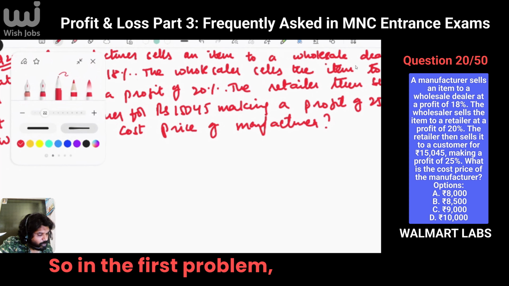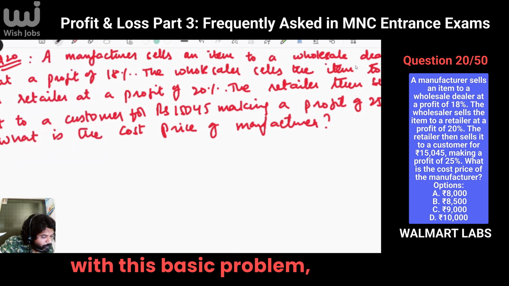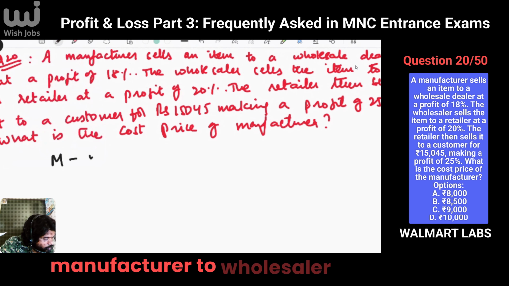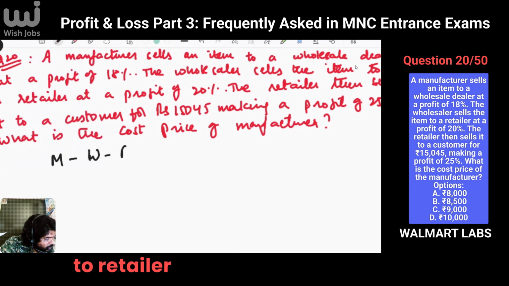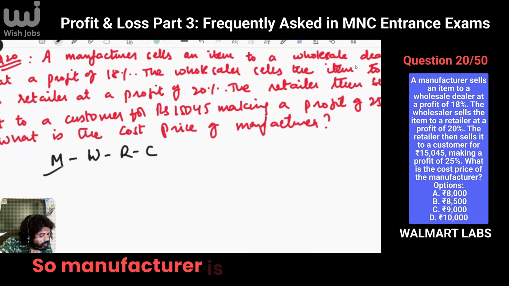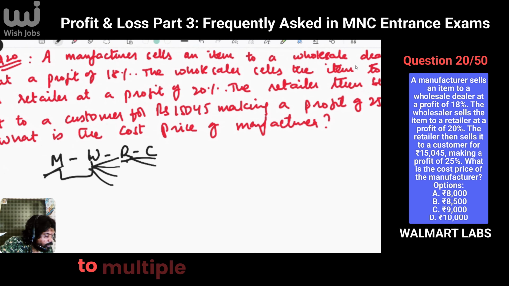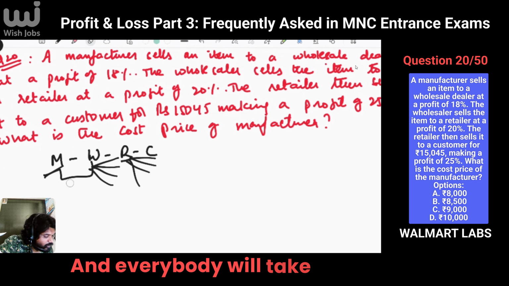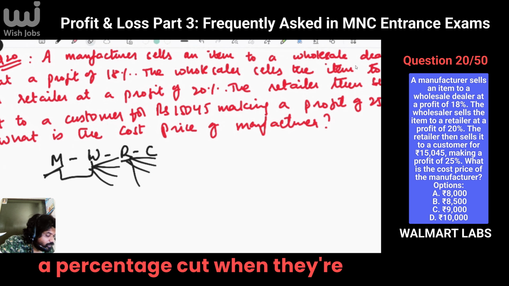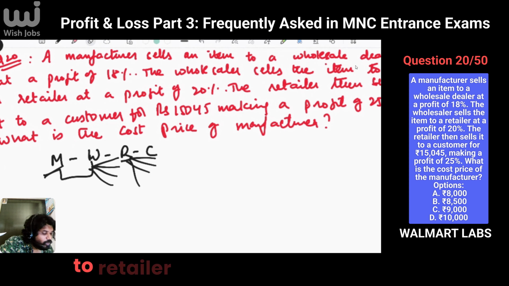So in the first problem, when we looked into profit and loss, we did this basic problem: manufacturer to wholesaler to retailer to consumer. The manufacturer is the one who manufactures the product and sells it to the wholesaler. The wholesaler then sells it to multiple retailers, and every retailer will sell it to multiple customers. So that is how the chain happens, and everybody will take a percentage cut when they shift their product from manufacturer to wholesaler to retailer to consumer.